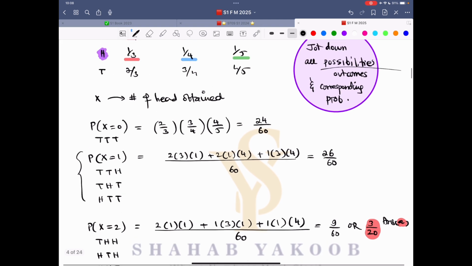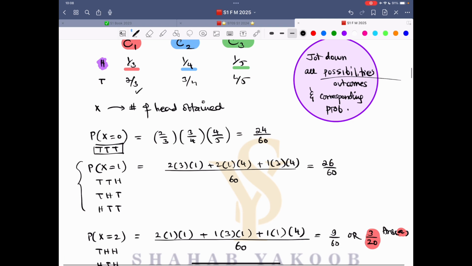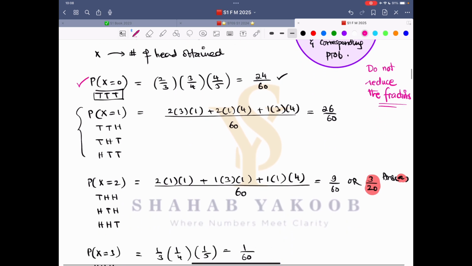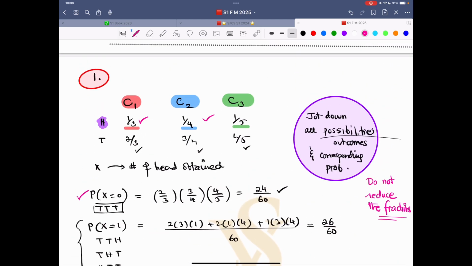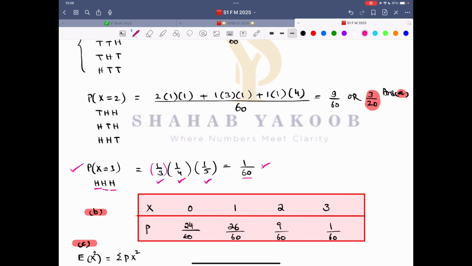Now when we have x is equals to 0 and we are talking about 3 tails, that is this probability into this, a straightforward answer. Do not reduce the fraction. A very, very important thing, do not reduce the fractions. It makes life very, very easy for a lot of purposes. The next one. Now this thing is done. Go to the other extreme, that is probability x is equals to 3. That is 3 heads. That is 1/3 and 1/4 and 1/5, that is 1/60. So now this thing is done.